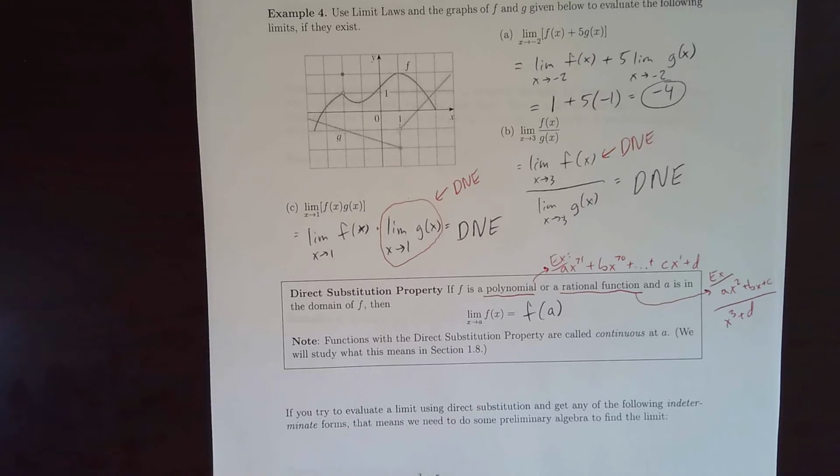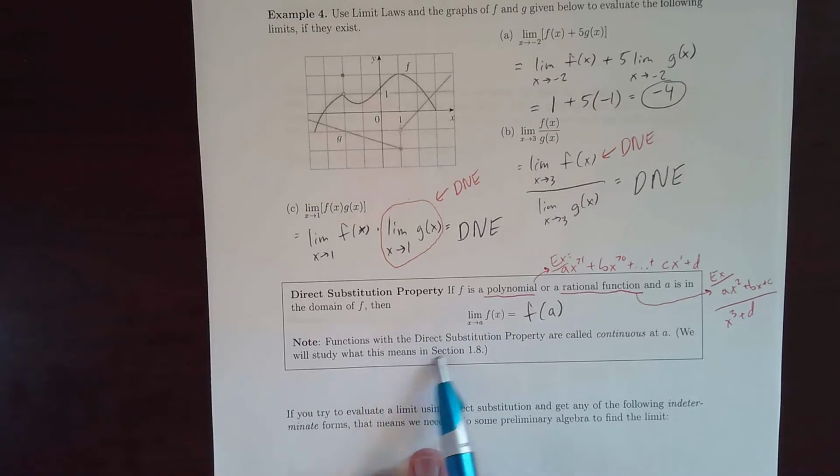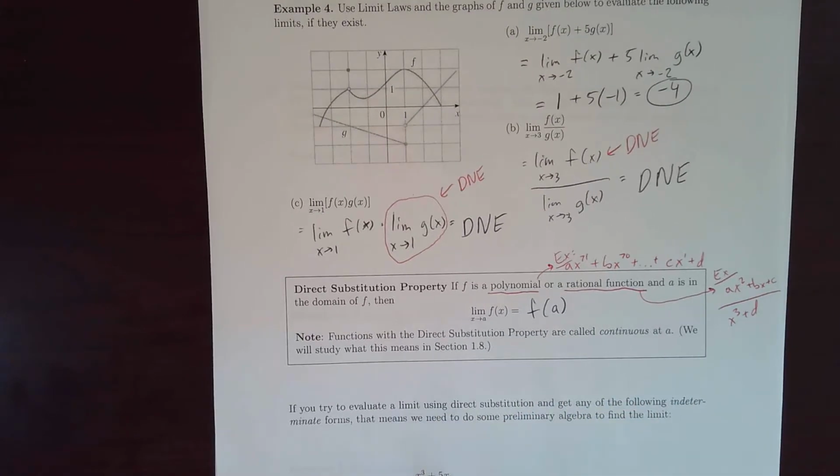And something else that we'll get into more in the next set of notes is that functions with the direct substitution property are called continuous at a. So we'll study more about what this means in the next section. So note that when calculating limits, essentially we can start by just plugging in whatever number x is approaching. So that'll be kind of our starting point.